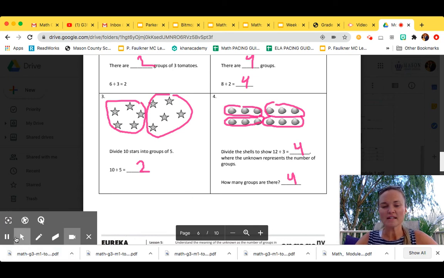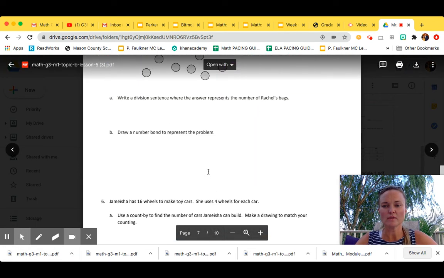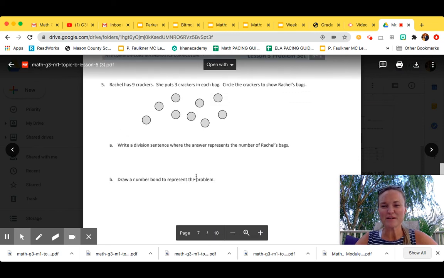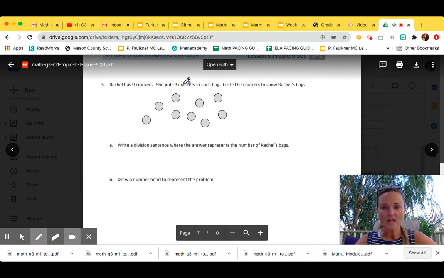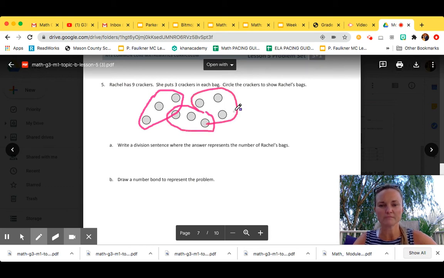All right, let's go on. Whoops, I went a little bit too far. Let's go back up here and look at number 5. It says Rachel has 9 crackers. She puts 3 crackers in each bag. Circle the crackers to show Rachel's bag. So here we have a picture of 9 crackers, and she only wants 3 in a bag. So we're going to take our pencil and we're going to draw a group of 3. There's a group of 3. Here's a group of 3. And here's a group of 3. Okay? So we have done that.